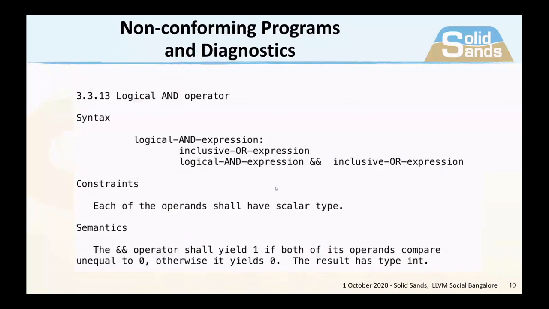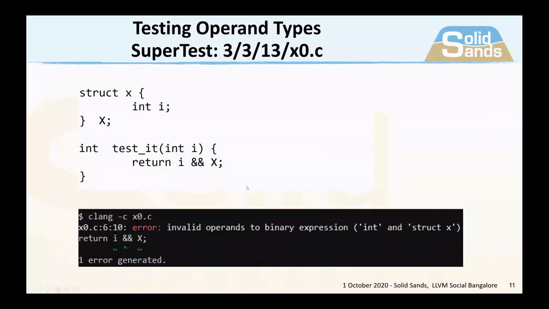Similarly, like I said, we also do diagnostic testing. So here we have the specification of the logical AND operator. And there a constraint is defined which says that each of the operands of the AND operator should have scalar type. So both sides should be a scalar type. And according to that, we can develop a test like this, where we have the AND operator here. On the left-hand side, we have i, which is an integer, so that is scalar type. But on the right-hand side, we have x, and x is a structure, so that is not a scalar type. And then we validate whether the compiler indeed produces an error, which in this case, with Clang is the case. So it says there's an invalid operand to the binary expression. And then again, we validate whether the constraint is correctly implemented by the compiler.